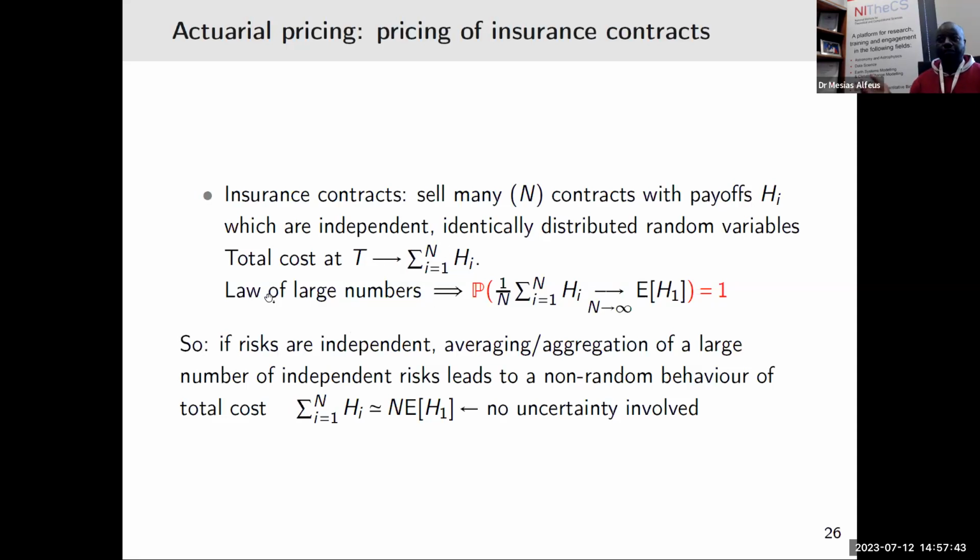If you now use the law of large numbers, I'm sure you have done this in a basic statistics course, the average of these converges to the mean with probability 1. So if the risks are independent, and take note of this, this is only true if the risks are independent, then the sum, which is the total cost, is just n multiplied by the expected value, which means there is no uncertainty involved.